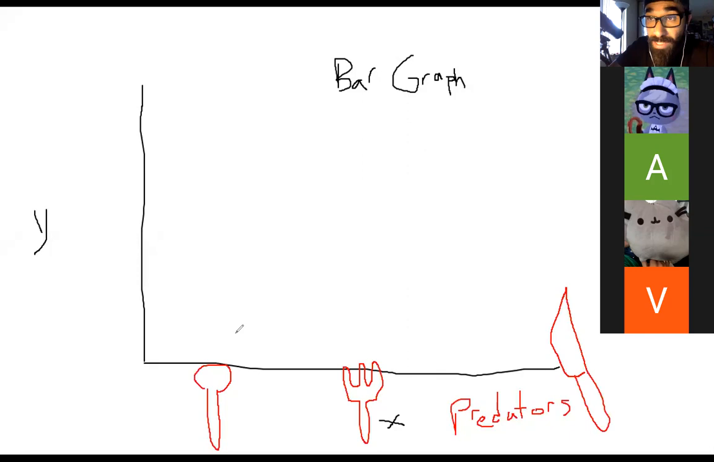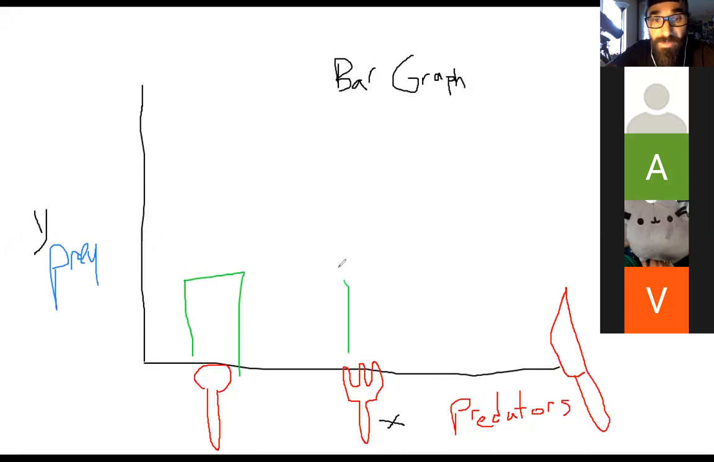And what are we putting on the Y, guys? What goes on the Y? The prey, right? So we're going to put our prey here, and we want to know numbers of them. So what this is going to end up looking like, similar to your trait bar graph, is you're going to have different numbers, represented by different bars. Okay, so that's what a bar graph is.